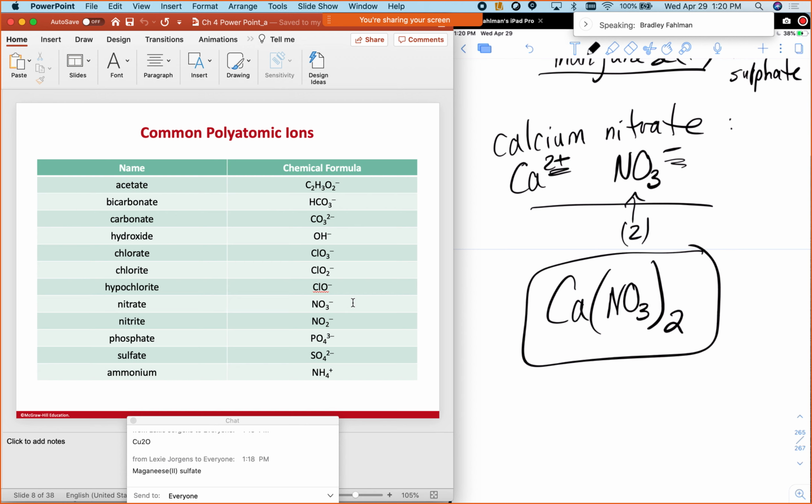All right, and there's only one complex ion here that's a positive one, so ammonium. All the others are negatively charged, with either -2, -3, or just minus.